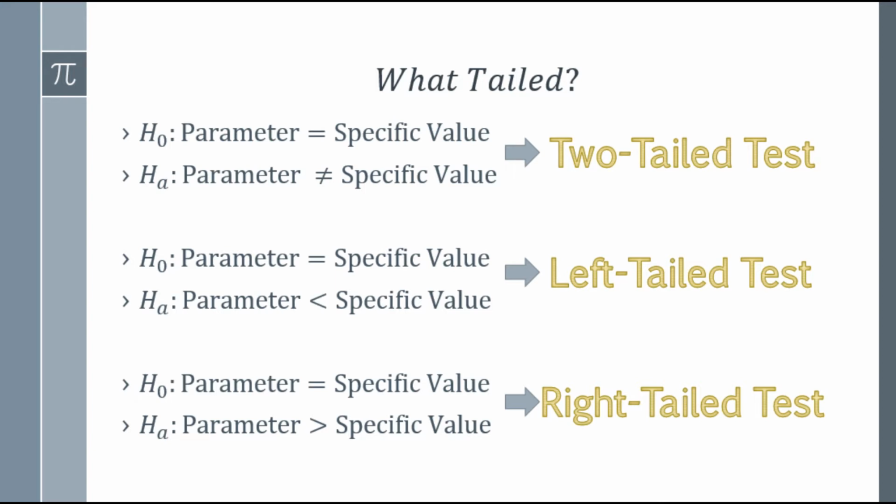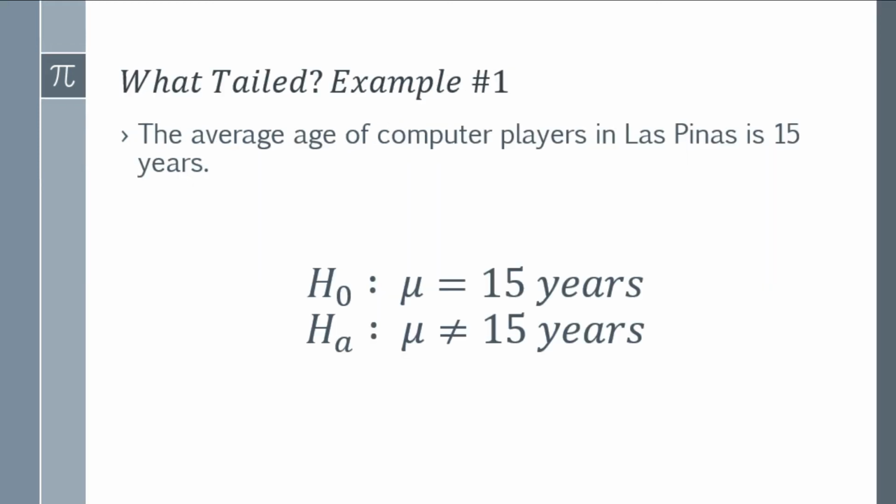So ganun lang yun. You should memorize this one, two-tail, left-tail, right-tail, kasi it will be crucial para mamaya sa problem solving. So let's have some example. So what tail example number 1? The average age of computer players in Las Piñas is 15 years. So ang null hypothesis mo dito, you have an average is equal to 15 years. At ang alternative mo daw, ang average ay not equal to 15 years.